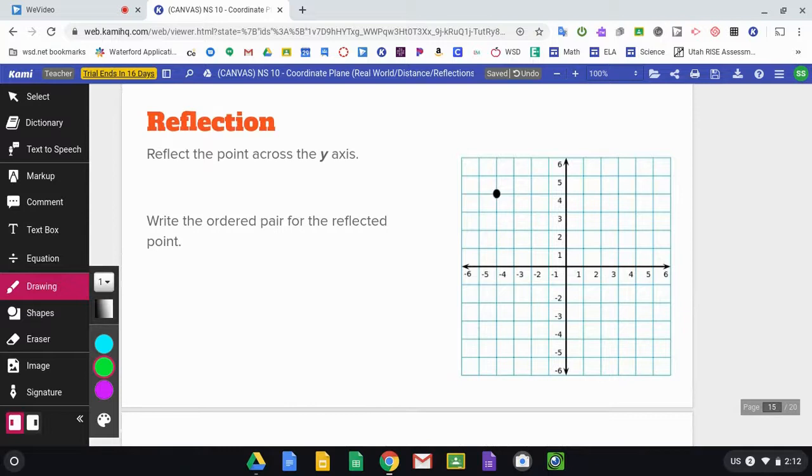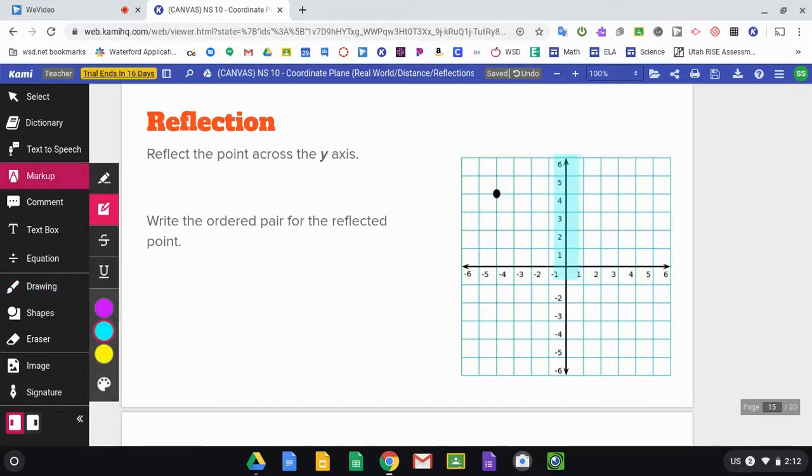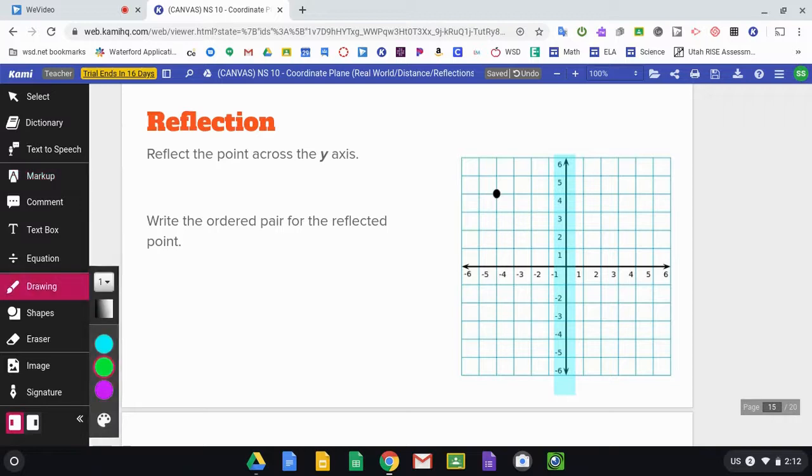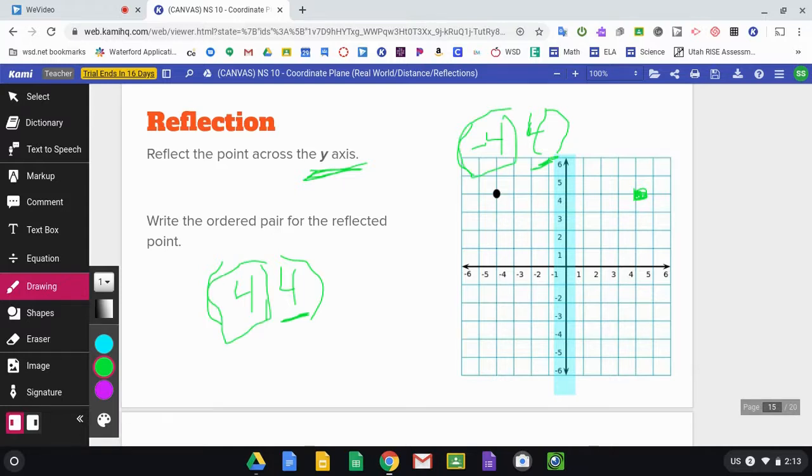All right, go ahead and try this one on your own. Click pause. Welcome back. I'm going across the y-axis this time. So I've got to, in my mind, imagine this flipping across that blue line, and I would show up right here at +4, +4. So my new ordered pair is +4, +4. Remember, my old ordered pair is -4, +4. When I go across the y, my y stays the same. My x becomes its opposite.